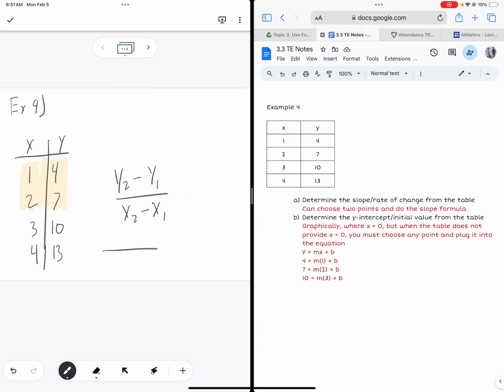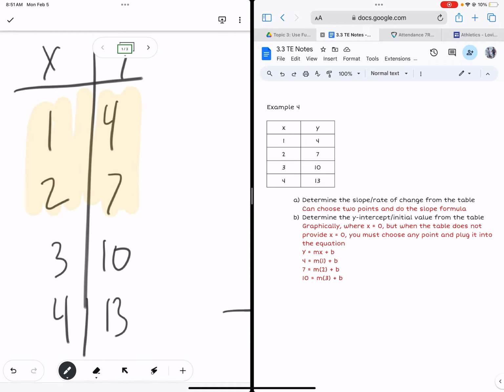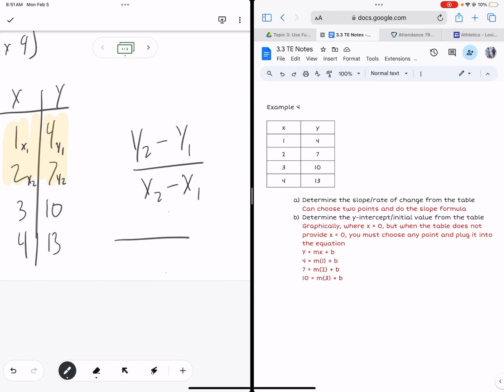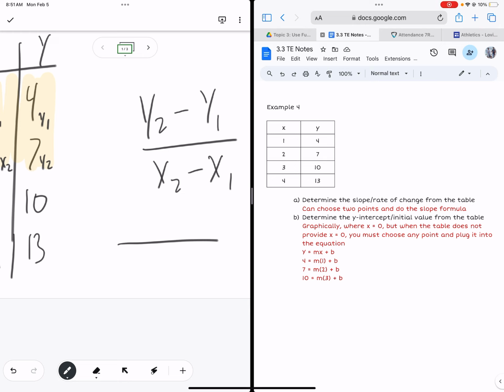So which point do you want to make your 1s? Which one do you want to make your 2s? Okay, so x1, y1, and then y2, x2. All right, fill out the equation.